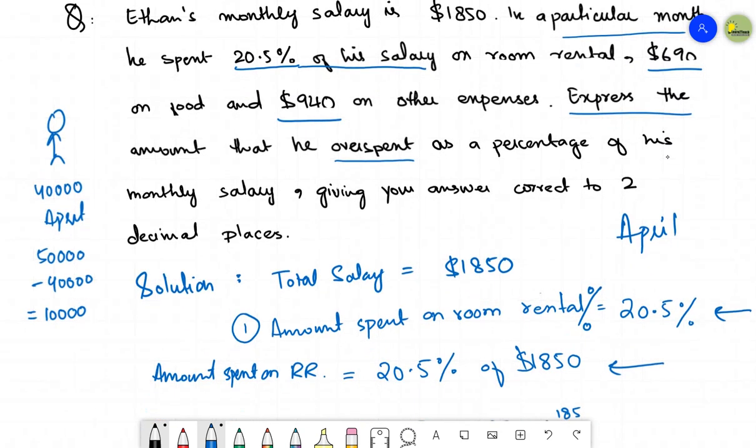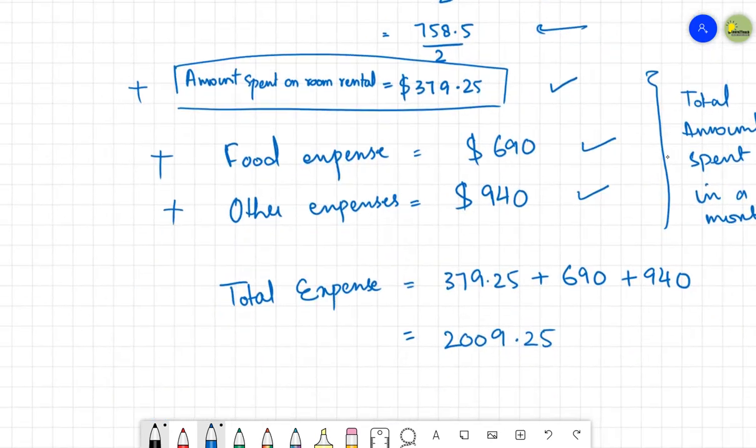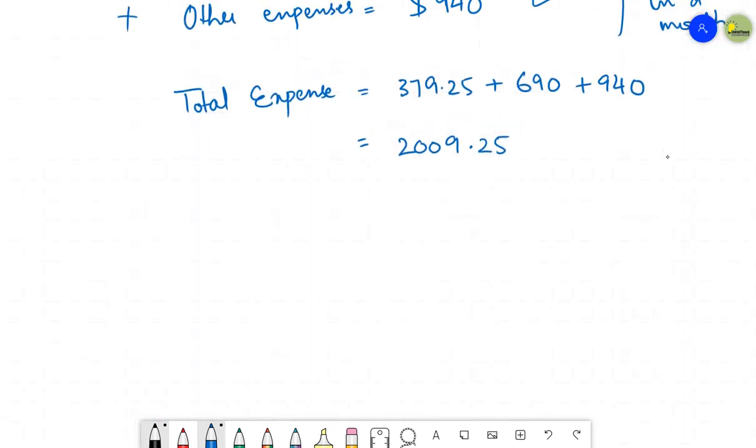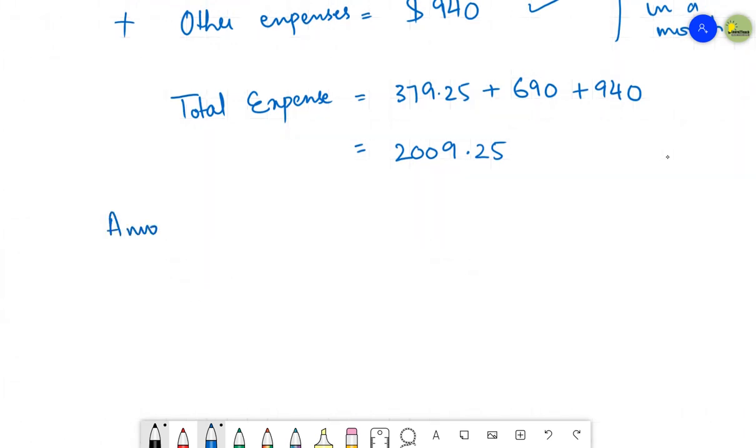Now, let's calculate how much money Ethan has overspent. In order to calculate his overspent money, what do you need to do? Okay, just look at the question. Overspent as a percentage of his salary. We need to find out the percentage of overspent, but we are going to do it step by step. Once we calculate its quantity, we will calculate the amount of overspent money by subtracting.